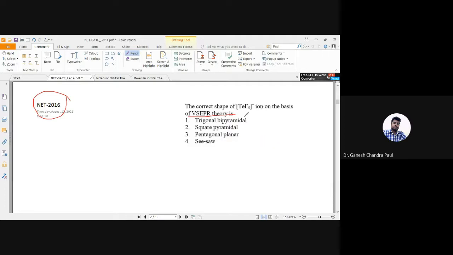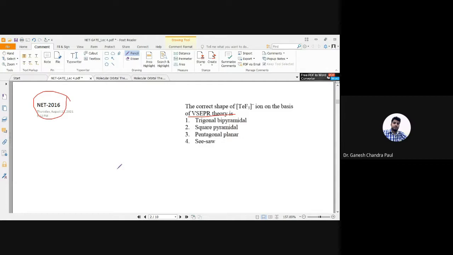VSEPR theory. Your central atom is tellurium. So you just find out the total number of valence electrons present in this particular compound, and then how many bond pairs there are. Another important thing is how many of these electron pairs are bond pairs and how many are lone pairs, and accordingly you try to draw the geometry as well as the shape of this particular anionic species.